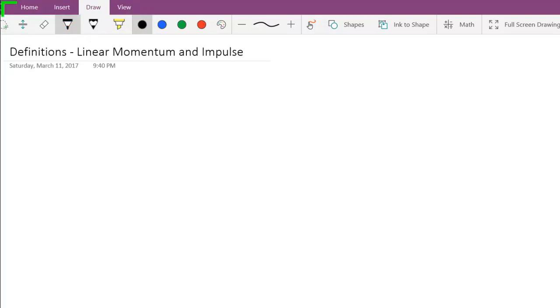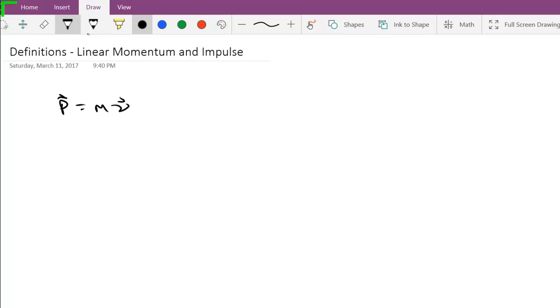Okay, in this video we're going to give some definitions of momentum and impulse and some quick examples of them. So momentum, linear momentum, is symbolized by a lowercase p, and it's a vector quantity, and it is defined as mass times linear velocity.